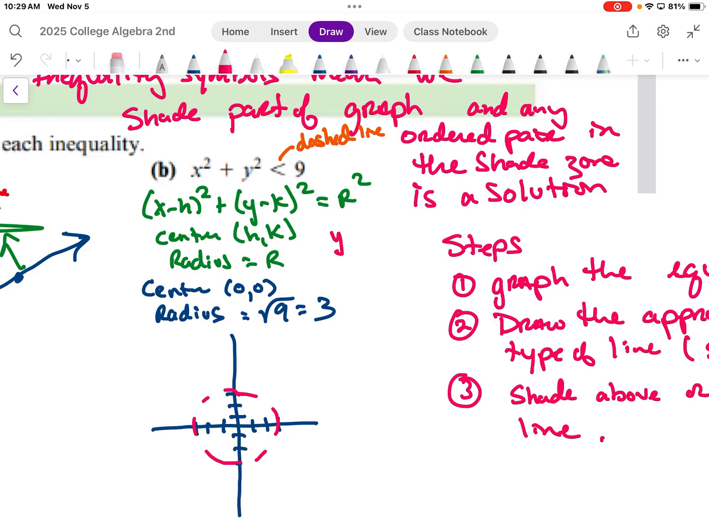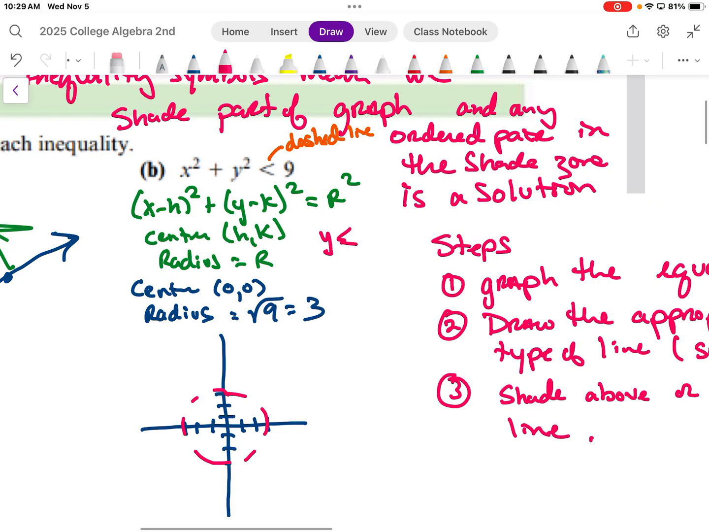It says y is less than. I know we're not solved for y, but if I did solve that for y, it's still going to stay less than. Is there a minus sign in front of the y squared? No. So even if I had to solve that for y, I'm not dividing off a negative, so it's not going to change the sign.